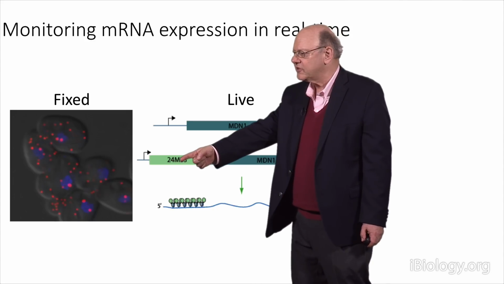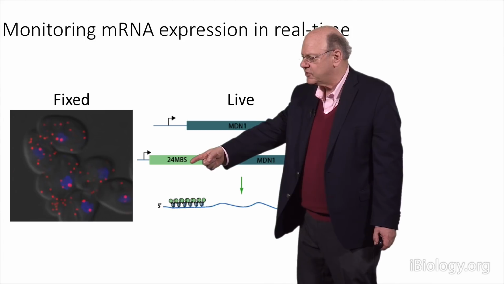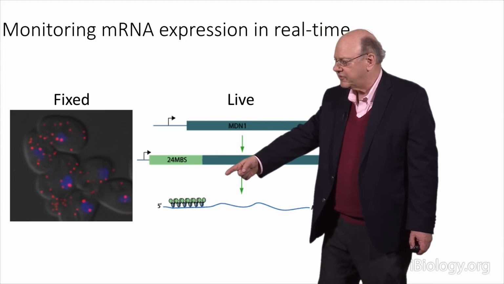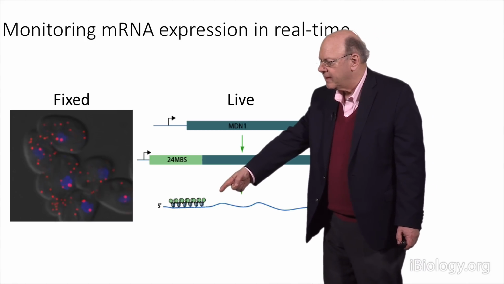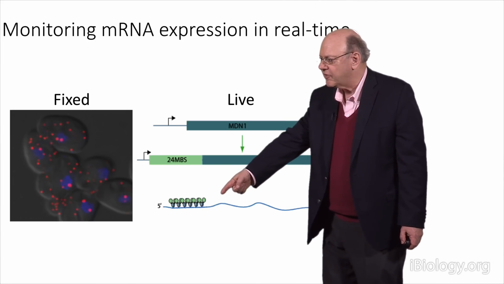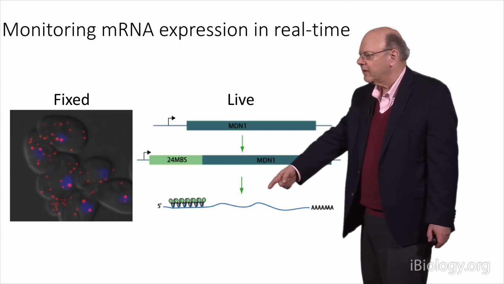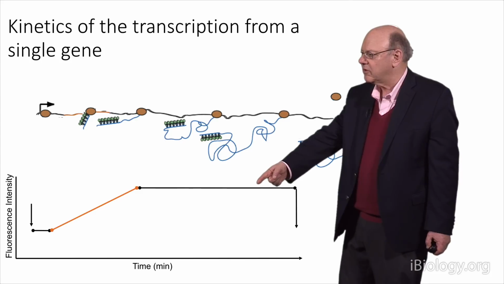So the polymerase has to go through the gene and make the MS2 binding sites for the RNA, so that the RNA will now have these 24 stem loops and 48 GFPs on the front end, at the 5' end of the RNA. And so what is the kinetics of this going to look like?